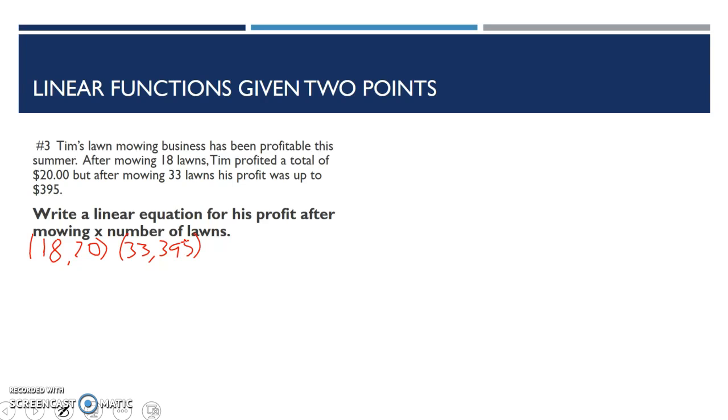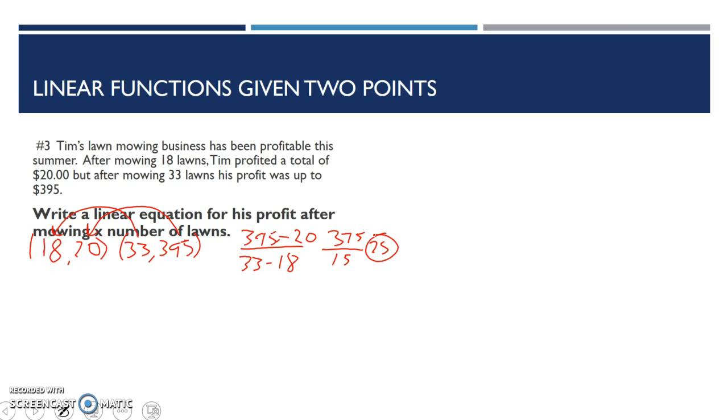Remember, your slope equation is y2 minus y1, so that's 395 minus 20 over x2 minus x1, and that's 33 minus 18. So for our slope, 395 minus 20 is 375 over 33 minus 18 is 15, and 375 divided by 15 is 25. So that means that he gets $25 per lawn.